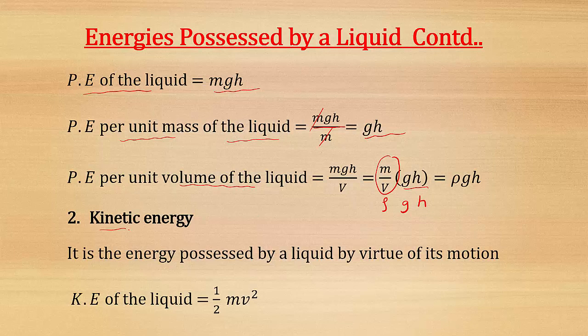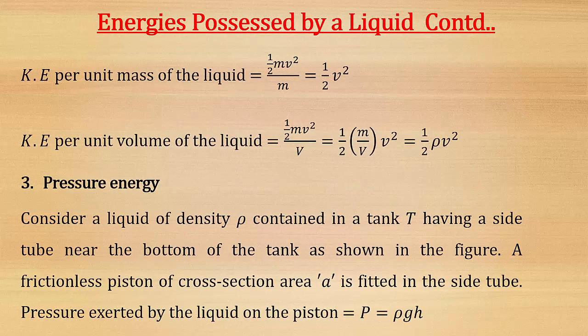Then come to the second one, kinetic energy possessed by the liquid by virtue of its motion. Kinetic energy is generally given by the equation half mv square. Then kinetic energy per unit mass means divided by m. Here m will get cancelled, we got half v square. Kinetic energy per unit volume of the liquid, we can write as half m divided by v into v square. So m by v, in place of that, don't cancel v and v here. We just considered m by v as rho. So the equation becomes half rho v square. This is about kinetic energy.